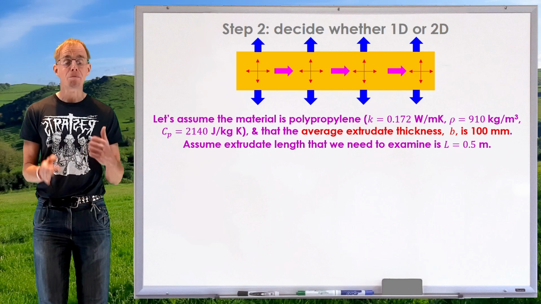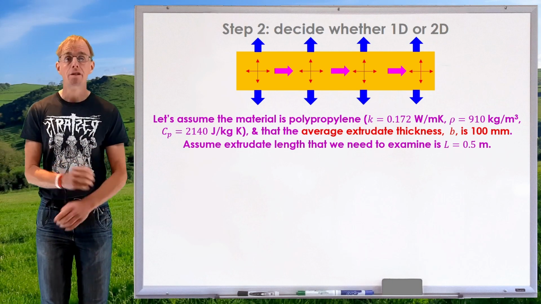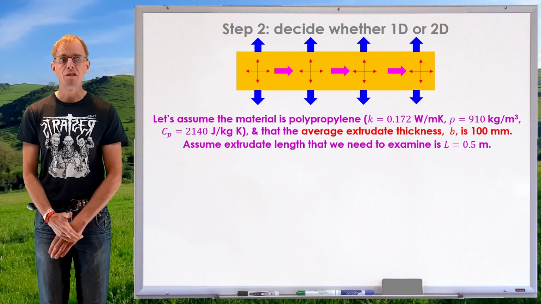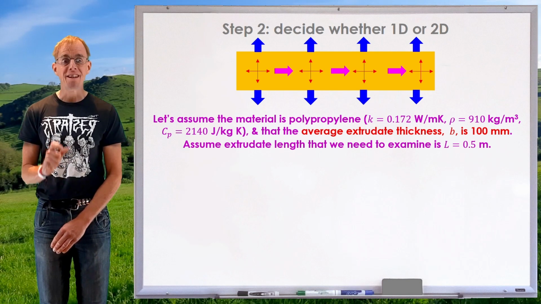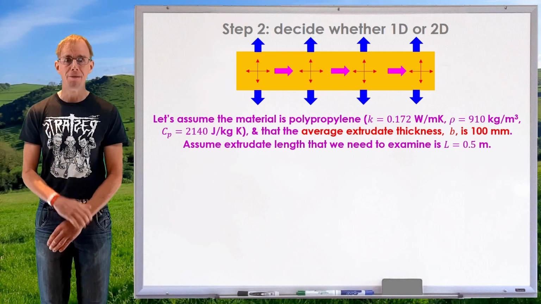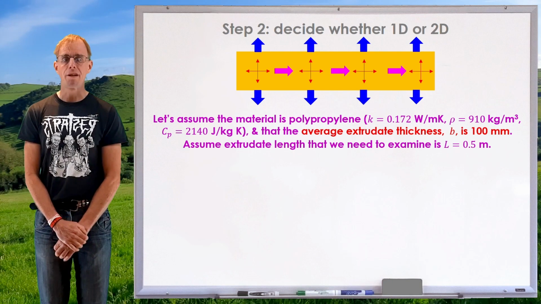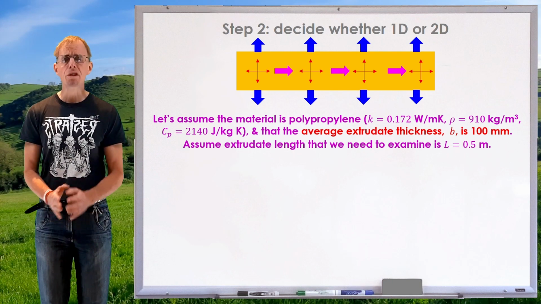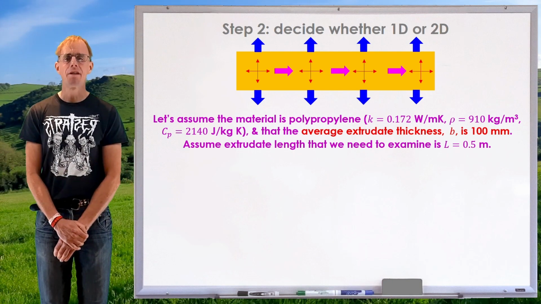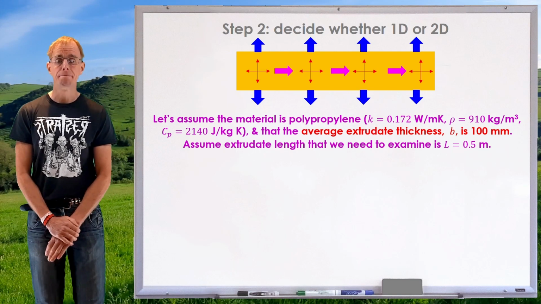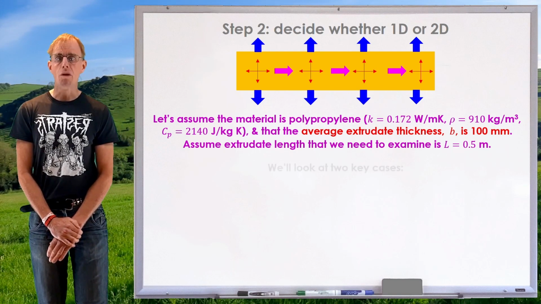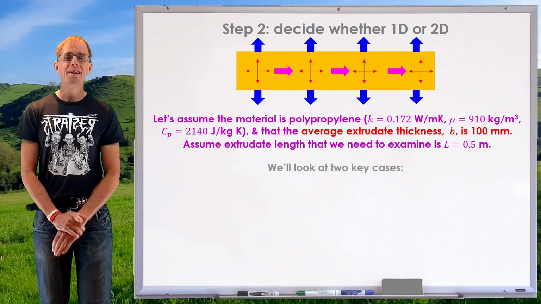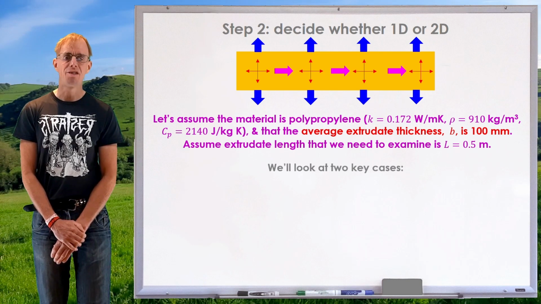Note that so far, the setup is identical to one of the problems we solved in the last lesson. The thing that's different is that last lesson, our film was only 5 millimeters thick. Now we're 100 millimeters thick. I'm also going to assume that I'm looking at a length for cooling of about 0.5 meter. All right, so let's look at two key heat transfer cases.